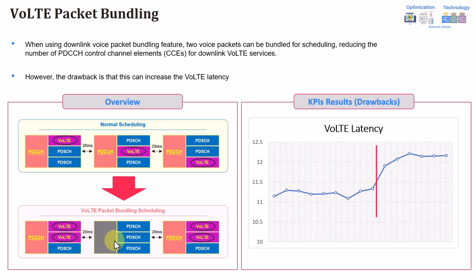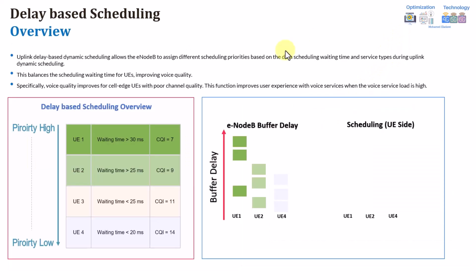So as you can see, this will save a lot of PDCCH and can improve the PDCCH capacity, but at the same time it also has a drawback or downside, because it can increase the VoLTE latency. As you can see here, whenever we enable the feature, we have seen an increase in the VoLTE latency. So this is one of the drawbacks. Again, this is also scenario based, depending on your target in the network where you need to optimize. So now let's move to the last feature of today's video.